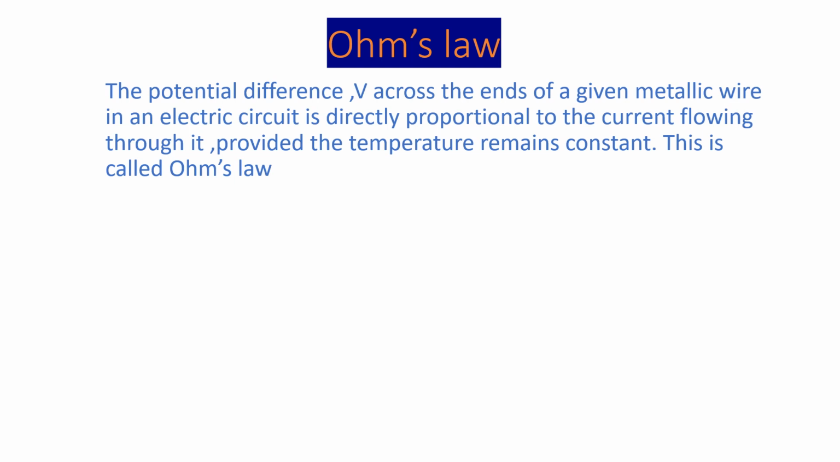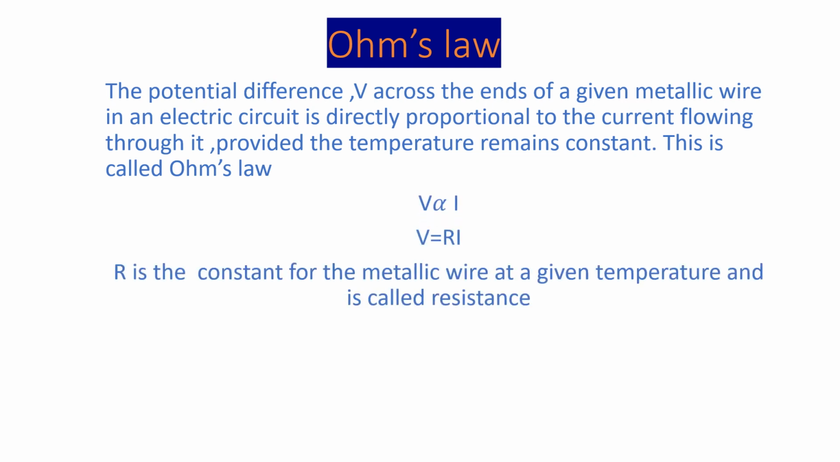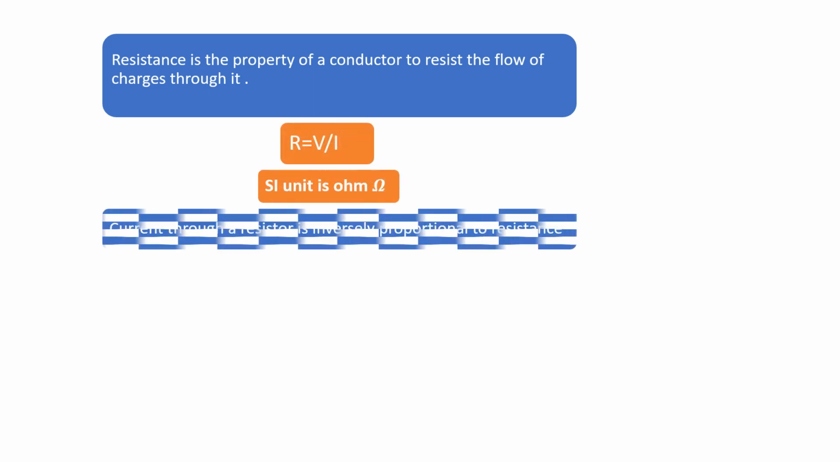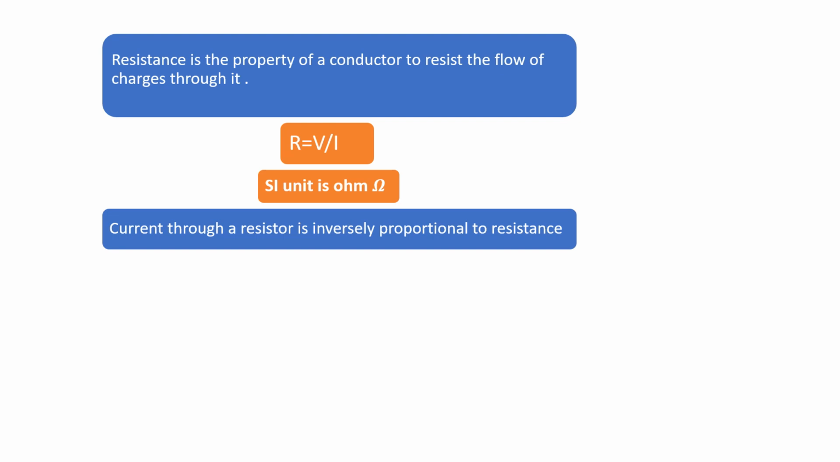The next topic is very important in electricity, that's Ohm's law. Ohm's law simply means the potential difference is directly proportional to the current, provided the temperature is constant. V is equal to R into I. R is the resistance of a material where the temperature is constant. Resistance is the property of a conductor that, as its name denotes, resists the flow of charges through it. By Ohm's law, resistance is equal to voltage divided by current, and its SI unit is ohm.